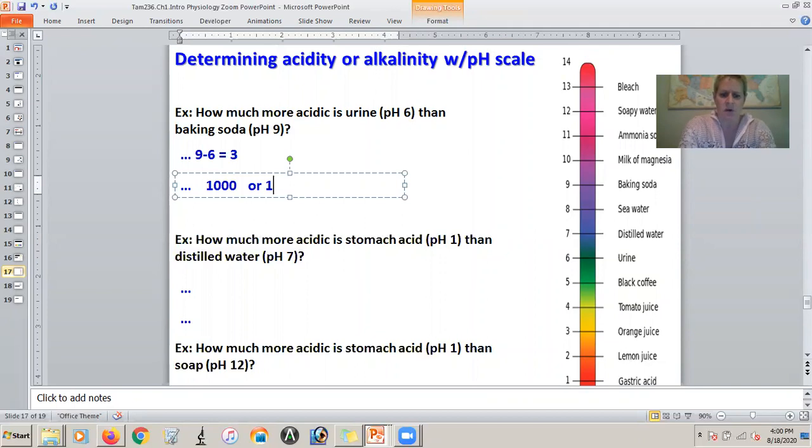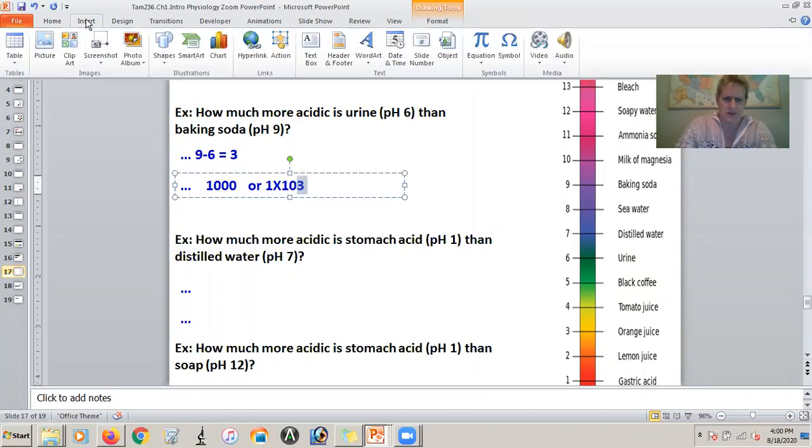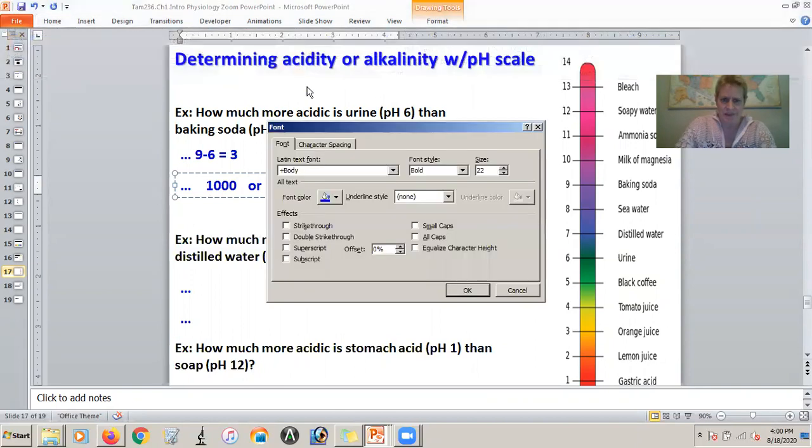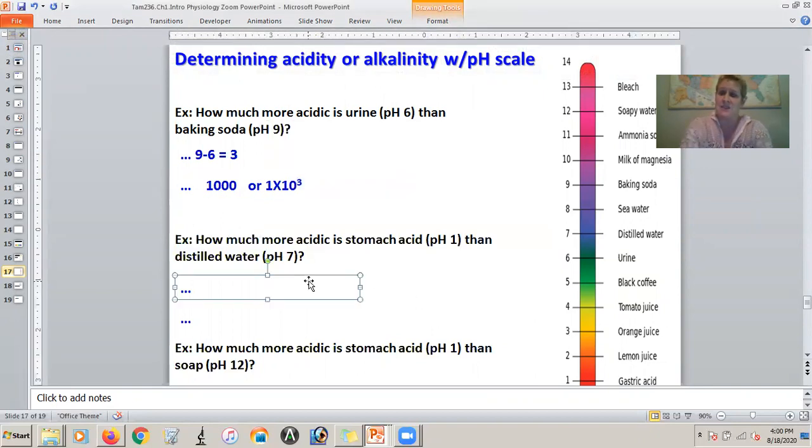So you could put 1 times 10 to the third exponent, and you do have to put that as an exponent, which means you have to make it a superscript. Okay. And since I don't have a pen for this computer, we'll just do it that way, okay? So that's the answer. Now, do you think you can figure out how to determine how much more acidic stomach acid is than distilled water?